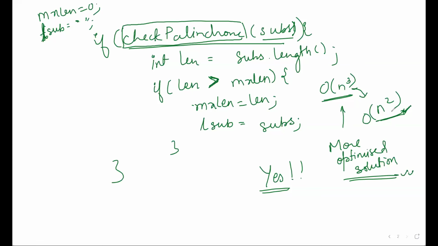A hint for optimized approaches, very simple: we have two types of palindrome. One is odd length, the other is even length. And it has something to do with the midpoint of the palindrome.